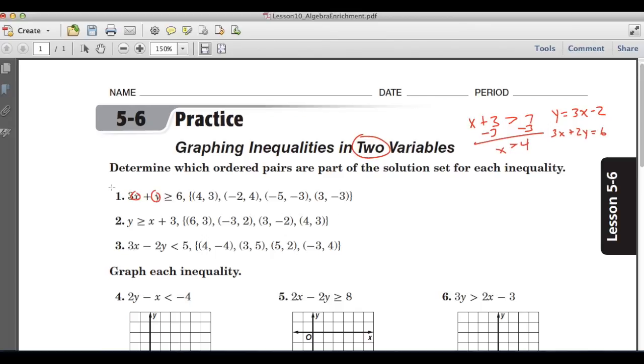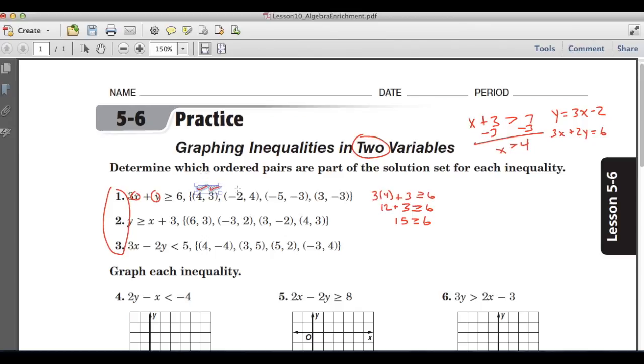So for 1 through 3, I'd like for you to do all of those. I'll do number 1 for you right now. 3x plus y is greater than or equal to 6. Does 4, 3 make that inequality true? Well, 3x would be 3 times 4 plus y, which is 3, is greater than or equal to 6. That's 12 plus 3 greater than or equal to 6. Yes, 15 is greater than or equal to 6.